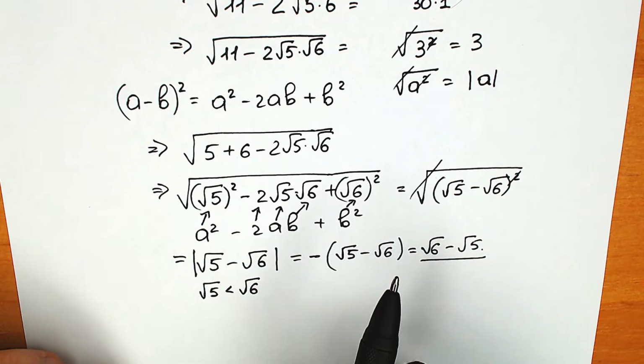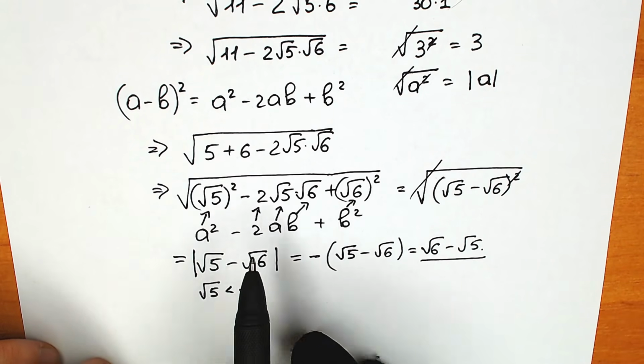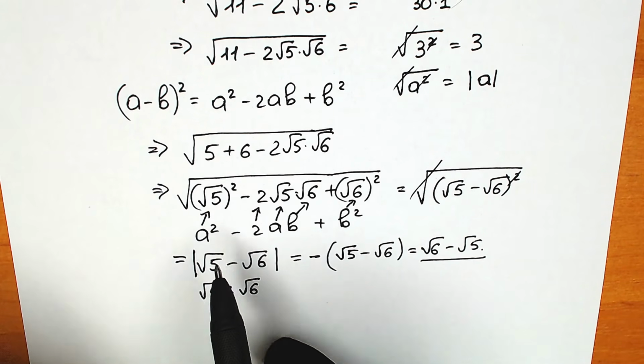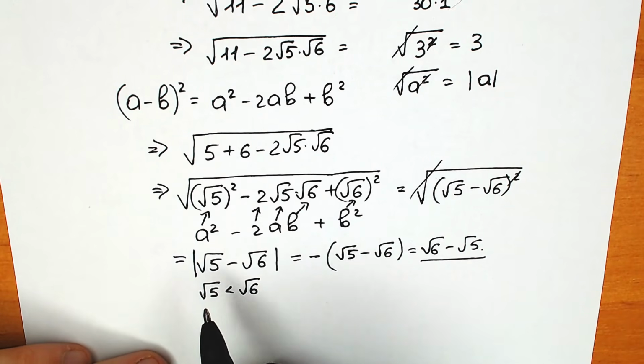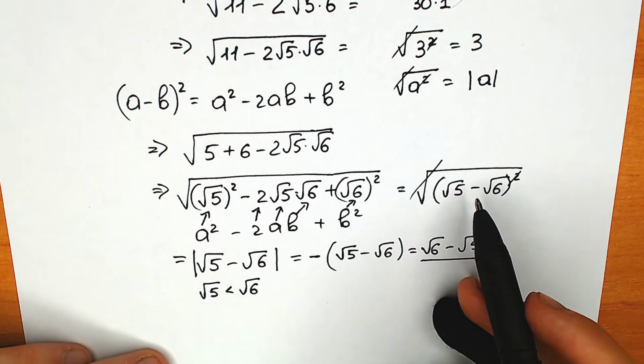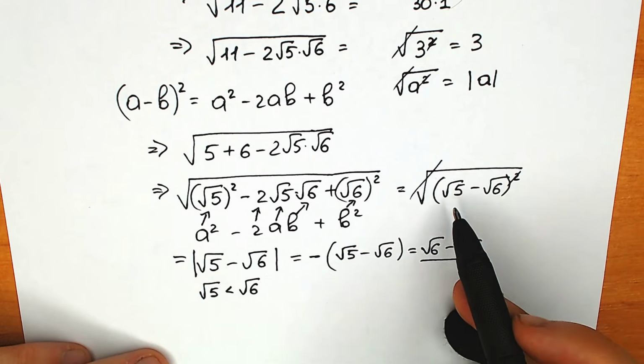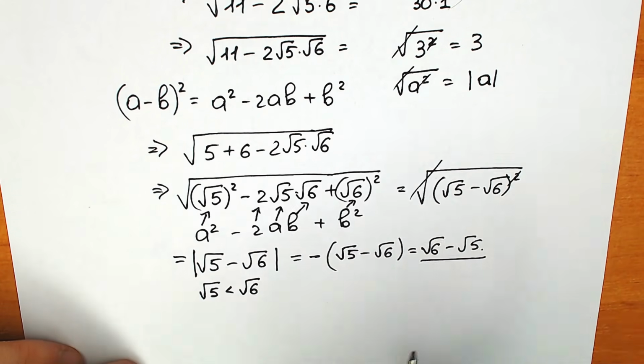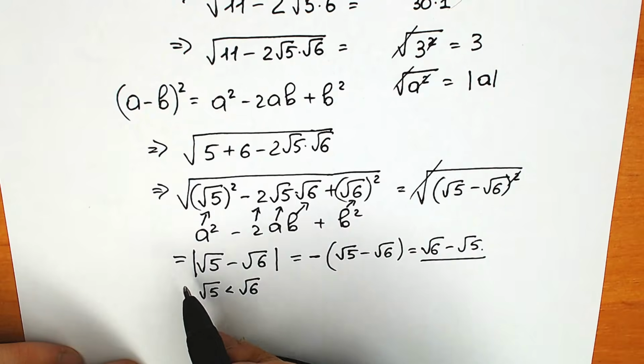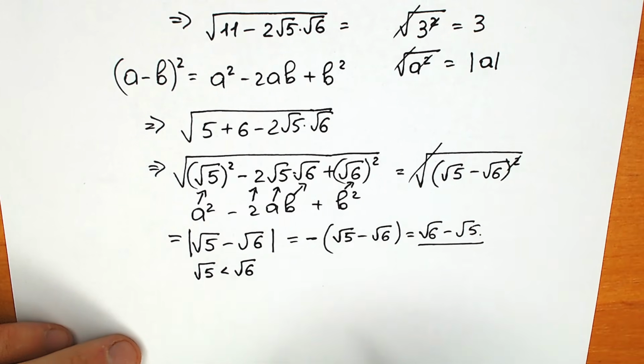In 1 minute, I'm going to explain why we put absolute value brackets and how we can avoid them. If this expression is positive, for example, square root of 6 minus square root of 5, we don't need the absolute value brackets because this expression is obviously positive. In our case, this expression is negative, so every time put these absolute value brackets.